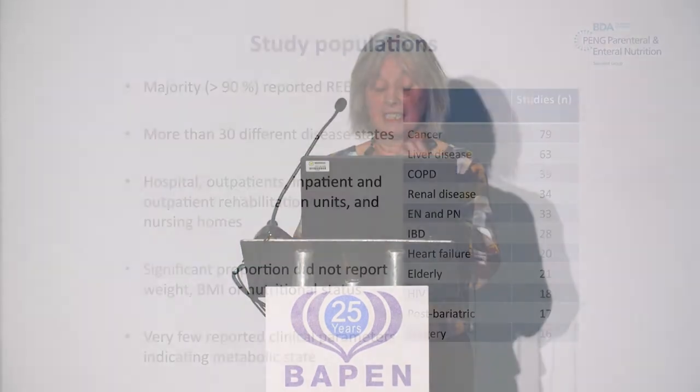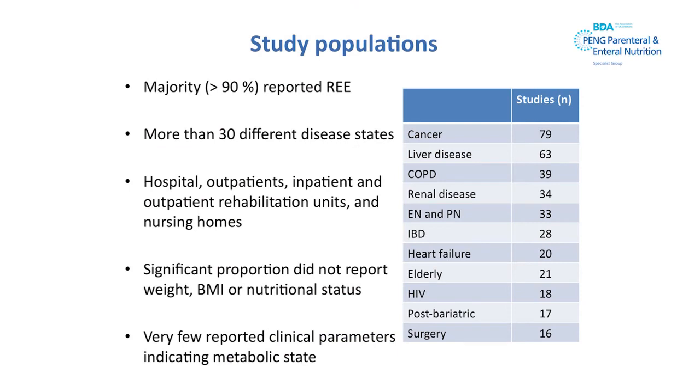So the study populations are very varied. We've got studies in more than 30 different disease states. The majority of them, by far, report resting energy expenditure, and they're in quite a few different settings: hospital, outpatient, and rehabilitation, both inpatient rehabilitation, which they do with COPD in the Netherlands and other European countries, and outpatient rehabilitation, and we've included nursing homes.